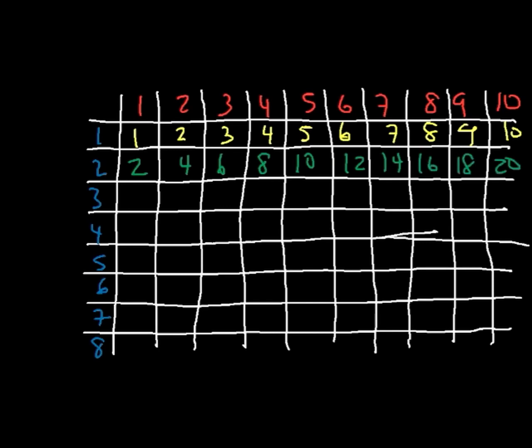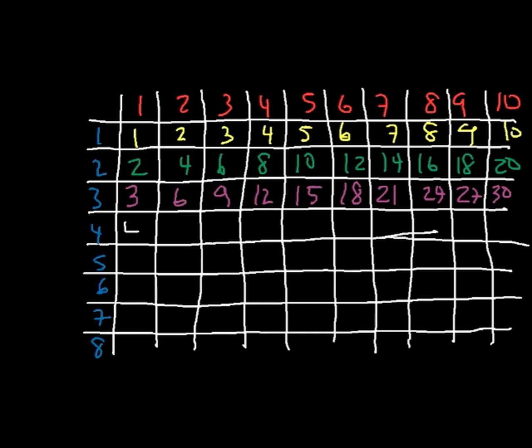And so now for the 3's. 3 times 1 is 3. 3 times 2 is 6. 3 times 3 is 9. 3 times 4 is 12. 3 times 5 is 15. 3 times 6 is 18. 3 times 7 is 21. 3 times 8 is 24. 3 times 9 is 27. 3 times 10 is 30. So notice we're just adding 3's.